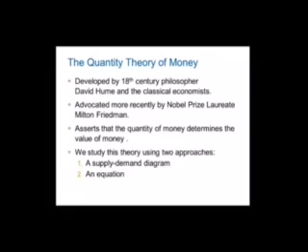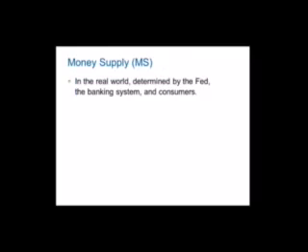Now we're going to study this using two approaches, a supply and demand approach that we're going to use first, and then using an equation. So first let's look at the money supply. In the real world, money supply is determined mainly by the Fed. As we said, the Fed determines how much money is circulated in the economy. The banking system, by giving out loans, can determine money supply, and consumers. If we hold more money as cash, then the money multiplier will not work as much.